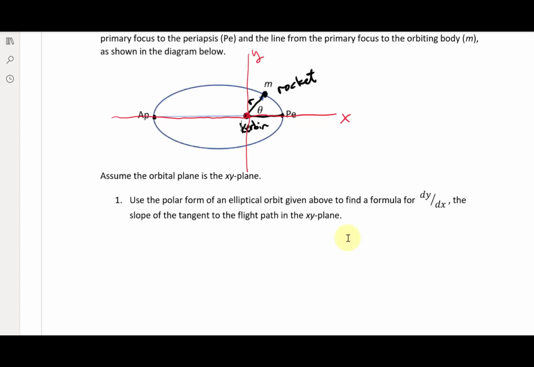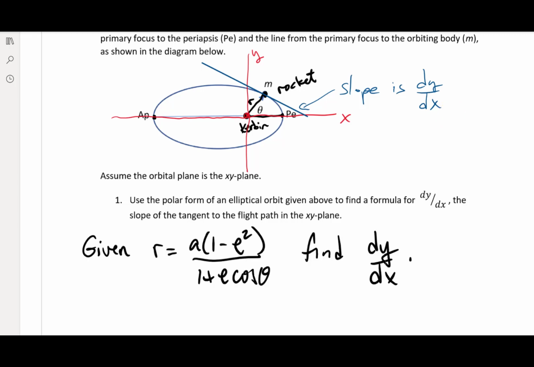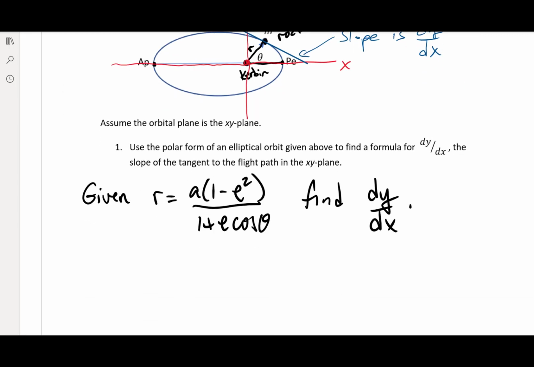Number 1 says, use the polar form of an elliptical orbit given above to find a formula for dy/dx, the slope of the tangent to the flight path in the xy plane. So what we're doing is finding the slope of this tangent line. And that slope would indicate the direction that we're traveling along the elliptical path. So given an equation in polar form that corresponds to some curve in the xy plane, we can find dy/dx as follows.